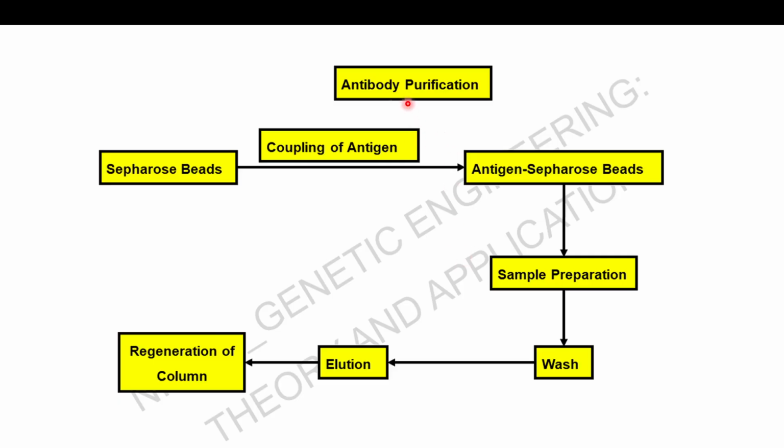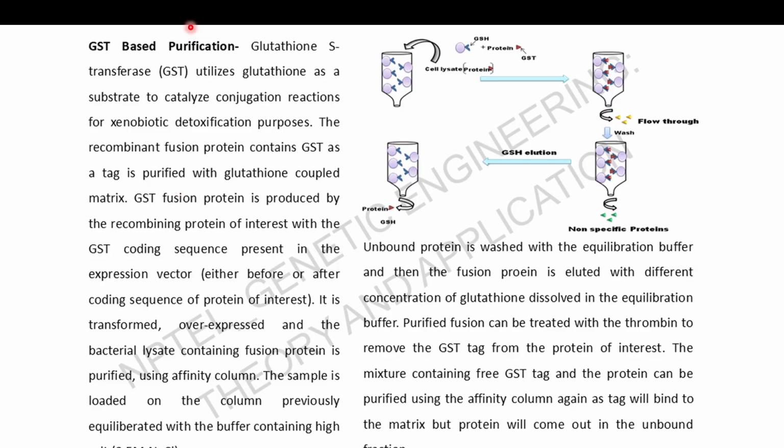Now, this is how even antibodies can be purified. Like there are beads where antigens specific to the antibody that needs to be purified are coupled, thereby forming antigen coupled Sepharose beads. Then you prepare a sample containing antibodies, apply it onto the beads, wash off the unbound material, and then elute out your antibody and then regenerate the column or regenerate the Sepharose beads.